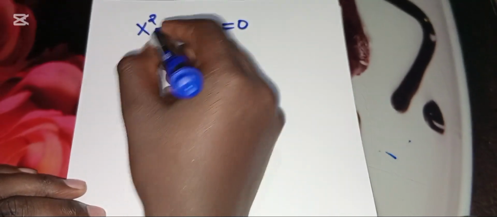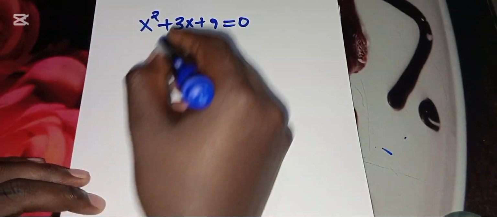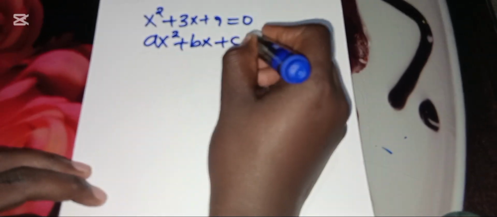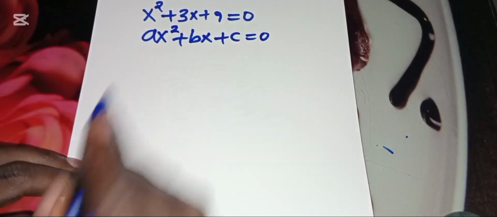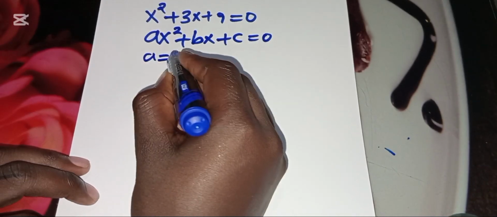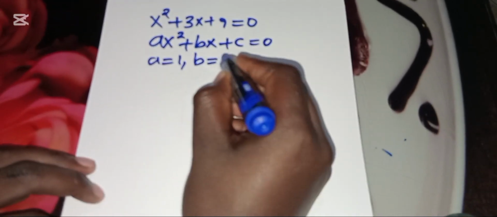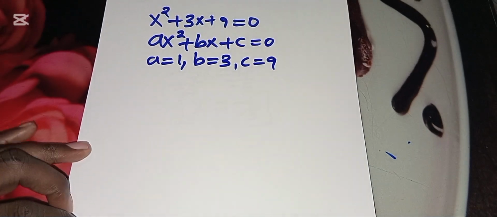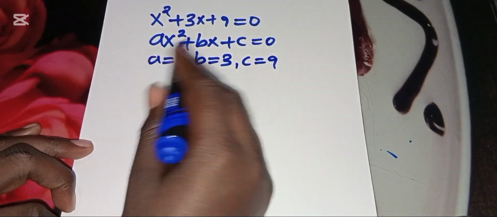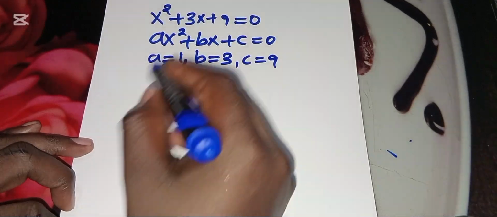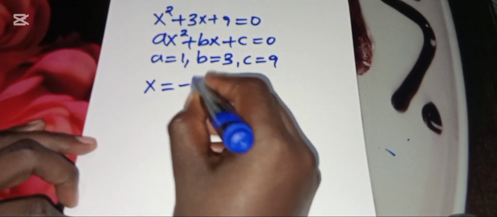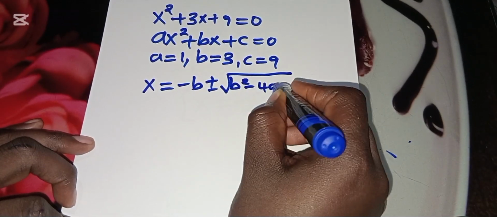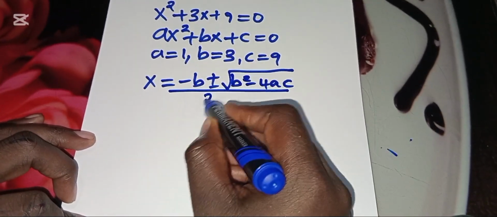We have a quadratic equation expressed in the form ax squared plus bx plus c is equal to 0. From this quadratic equation, a is equal to 1, b is equal to 3, and c is equal to 9. To solve for the value of x, we use the quadratic formula, which is negative b plus or minus the square root of b squared minus 4ac, divided by 2a.